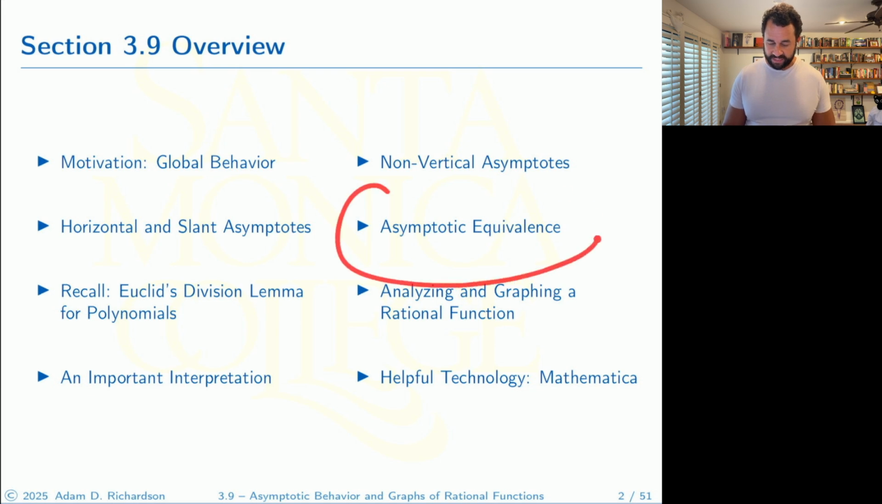Then we're going to talk about asymptotic equivalence. This is one version of asymptotic equivalence that shows up a lot in math and science, and that's one of the reasons I wanted to include it here. This is a perfect place to talk about it because once you understand what asymptotic equivalence is in this context, then it makes understanding what's going on with a rational function very clear and easy to understand.